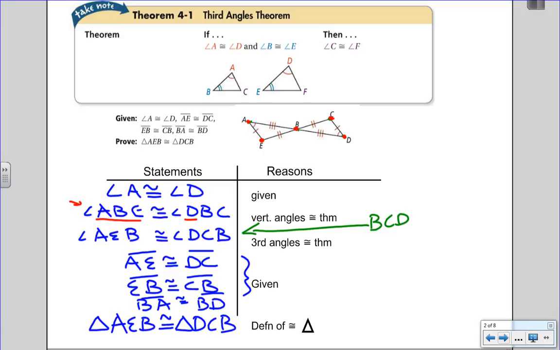So I traveled across the one dash, so I'm going to travel across the one dash in my naming, A to E and D to C. Then I travel across the two dashes, so I've got to travel across the two dashes and then back to the third. The naming of the two triangles follows their corresponding order. I hope that makes sense, but if it doesn't, make sure you write that down.